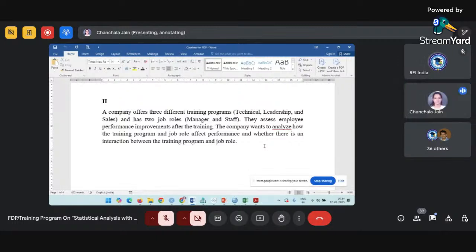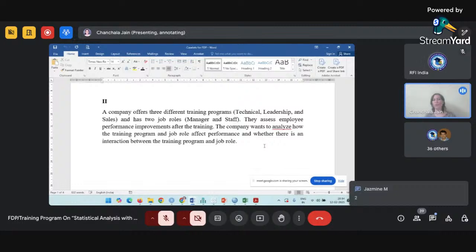Yes, the type of training programs we are having, the type of job roles, and the performance variable, right? And the word interaction is also mentioned here. That means we can go for the two-way ANOVA, right? Not one-way, two-way, because two categorical and one numeric variable we are having. And we want to find the interaction effect of both the categorical variables on the performance. Fine, everyone. Yes, ma'am.